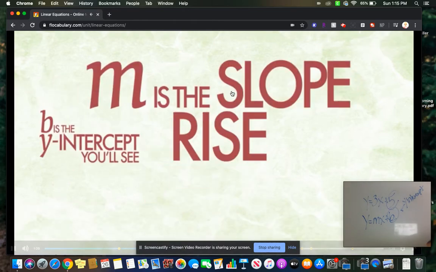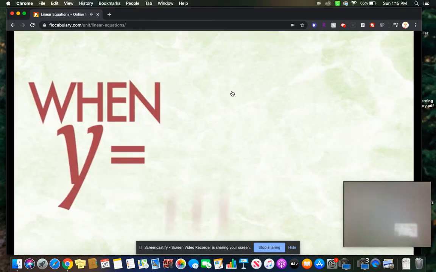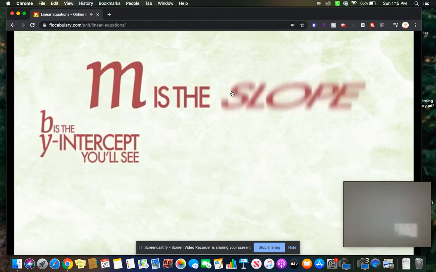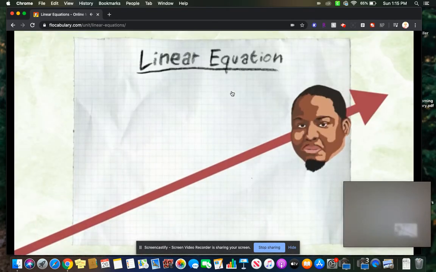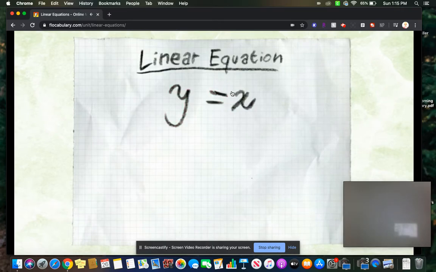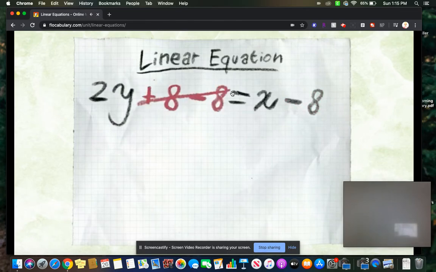M is the slope, rise over run, the wait until we stop, but that day will never come on. When Y equals MX plus B, B is the Y-intercept, you'll see. M is the slope, rise over run, the wait until we stop, but that day will never come on. You can write me as a linear equation, a line equation that describes my situation. I have values for X and Y that change. So write X and Y on the page. Other numbers are how X and Y relate. X might be 2 times as big plus 8. You can do operations on either side, yes. But if you do it to the right, do it to the left.